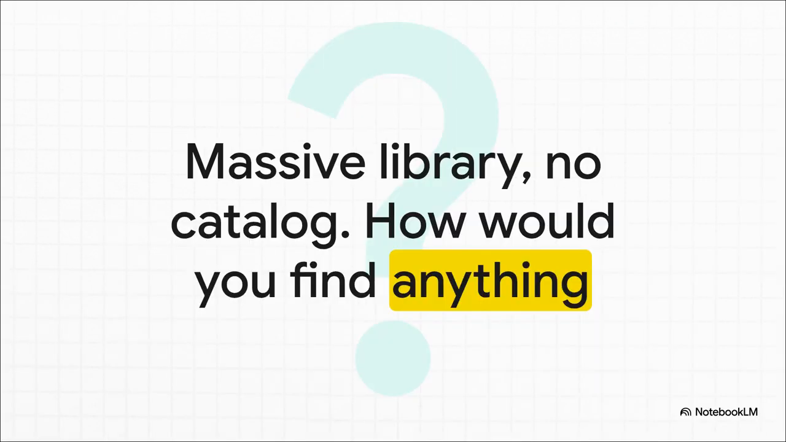To get a feel for this, just picture this. You're standing in the biggest library imaginable. Every book ever written is on the shelves, but they're just in random piles. No catalog, no sections, no order whatsoever. Total chaos. How on earth would you find anything?